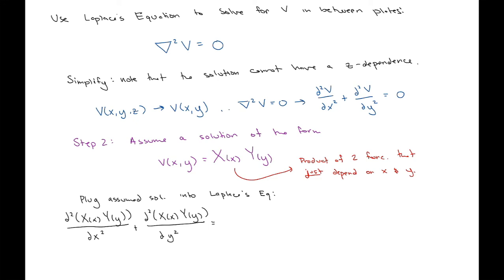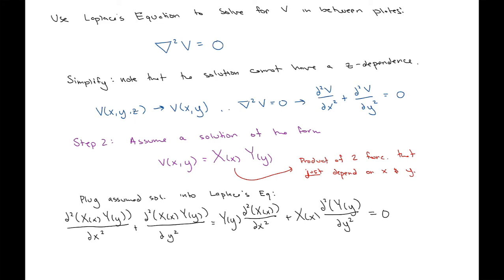I'm going to go ahead and pull out. Notice that here, if I look at this term, y has no x dependence, so I can go ahead and pull that out. And that leaves me with this. And the other term is going to look similar. Okay, that's all still equal to 0.